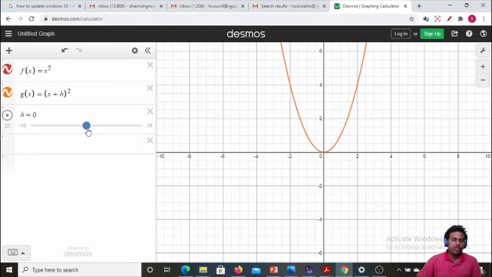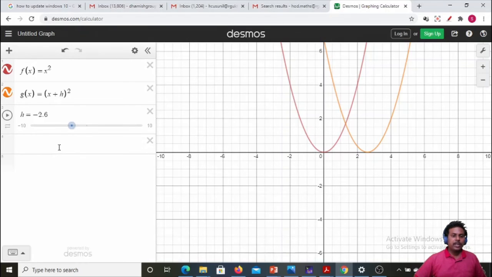Now I'll move in the left direction. Then what happens? If the h values are getting decreased, or are becoming negative, then the graph is moving in the right direction horizontally. Okay, so this is how the graph translates vertically, horizontally, as the h comma k values change. Okay, this is the third graphical transformation.